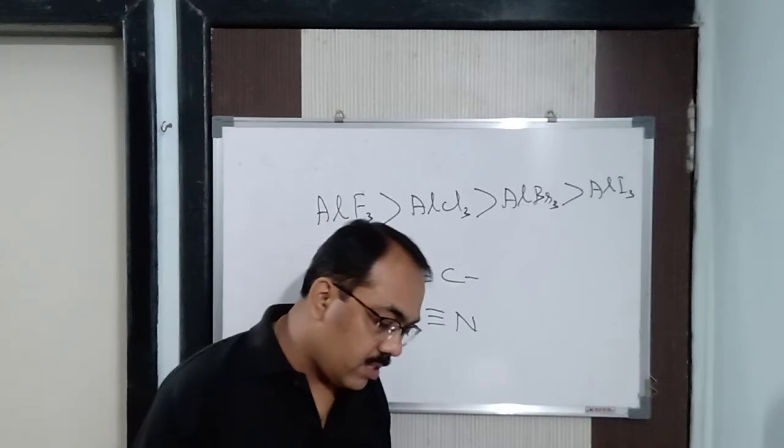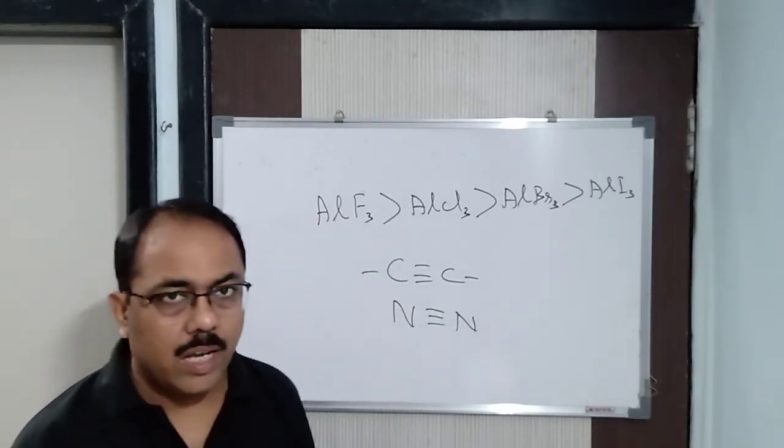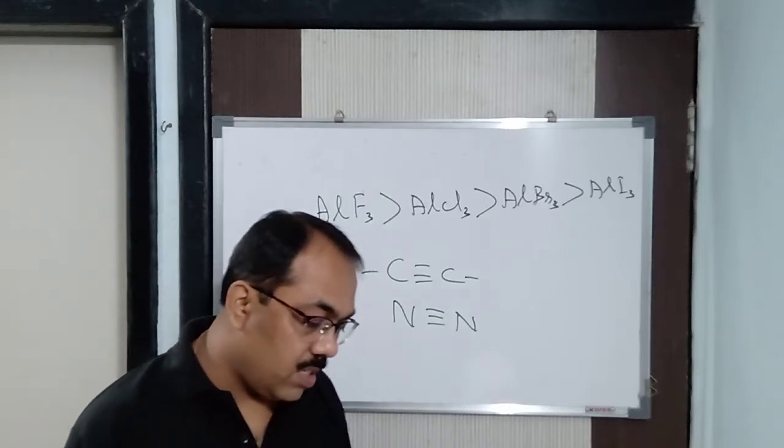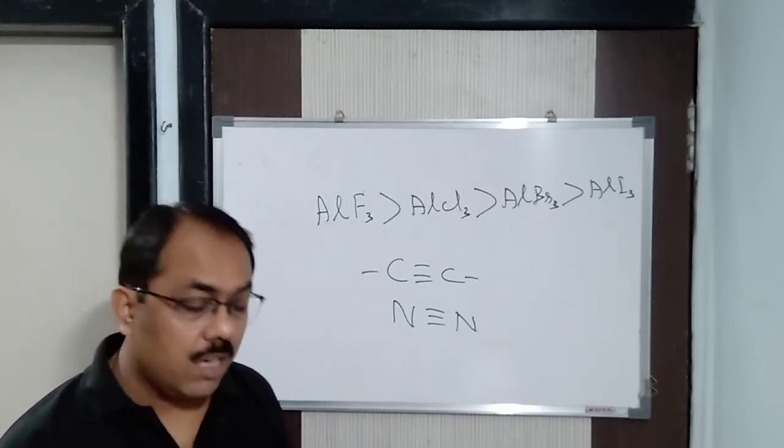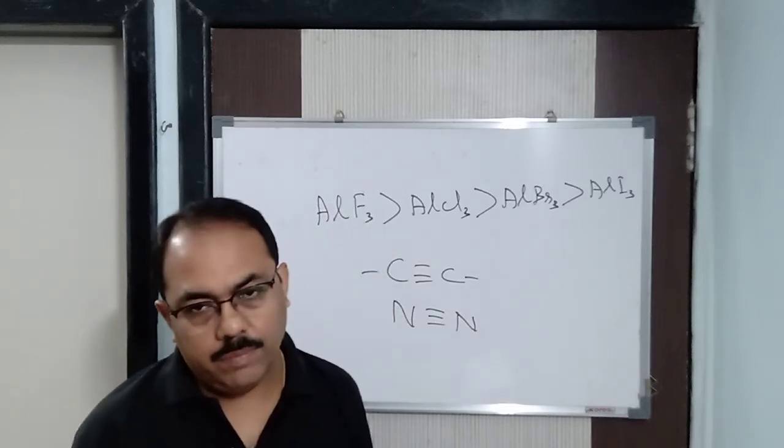Now, next is for molecules or ions having regular geometry. Got it. The next point: for molecules or ions having regular geometry, the change in the electronegativity of the central atom or the surrounding atom has no effect on the bond angle.